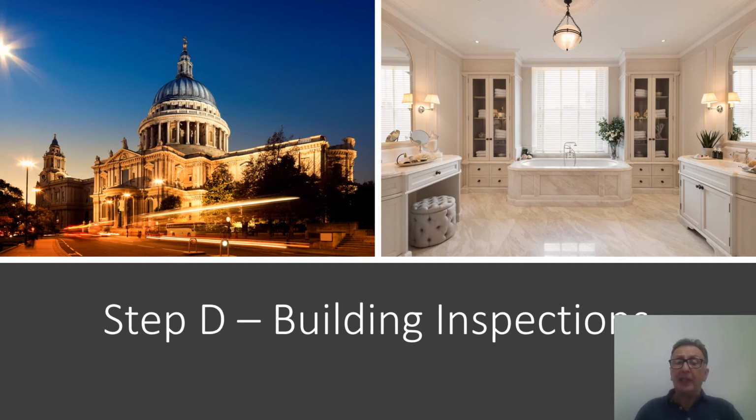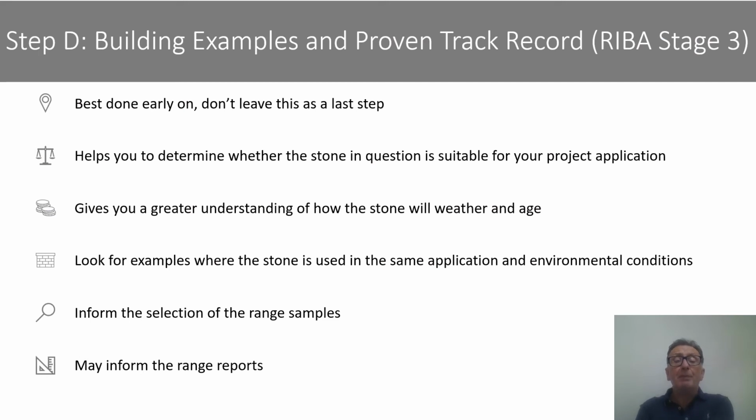Suppliers should be able to give you examples of where their material has been used previously, and it's good to look back as far as possible to get a good appreciation of how that material will perform. While this stage has been identified as the fourth step in the process, it is quite useful to look for examples as early on in the project selection process as possible and not to leave this to the last action. That's because it helps inform the whole design and selection process. It gives you a much greater understanding of how the stone is likely to weather and age.